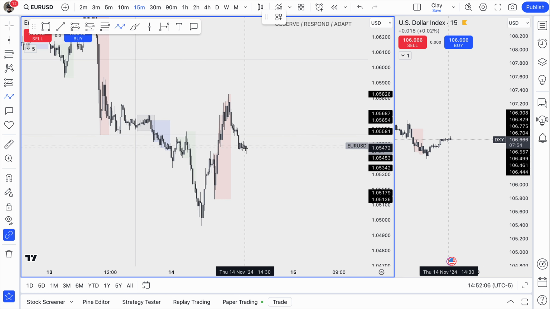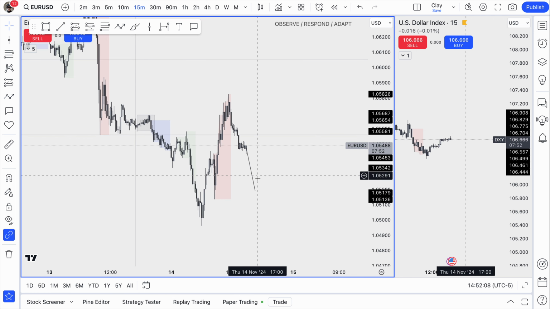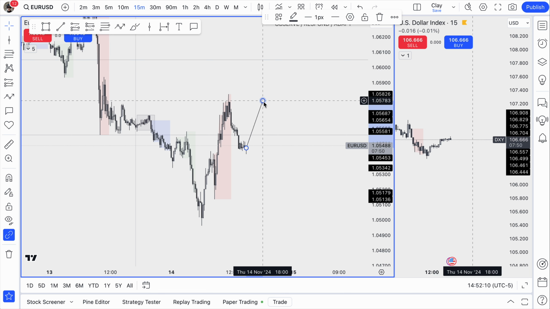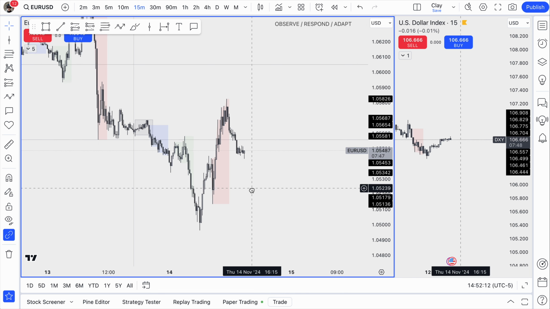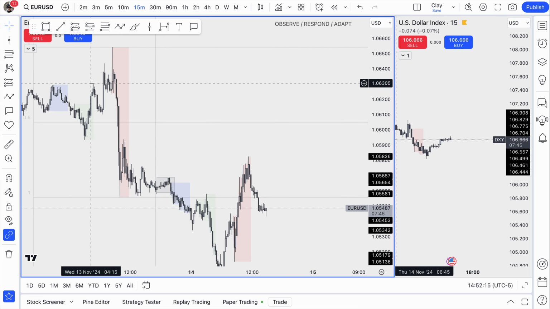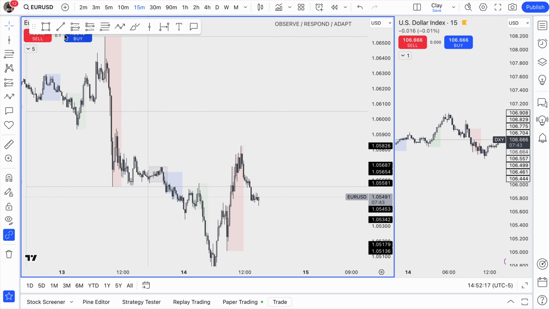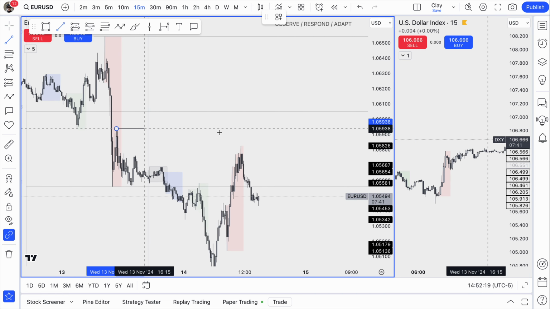So I will close the position if we candle close bearish. If we candle close around here, I will still leave the position running to 50% to this big imbalance here, okay, so somewhere in between here.